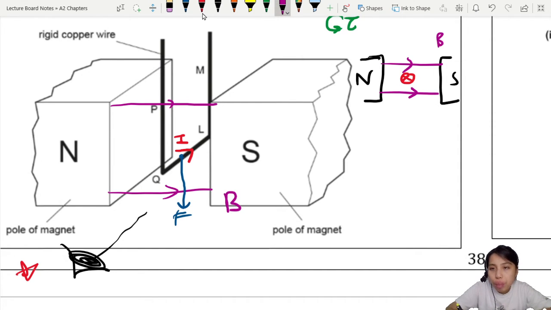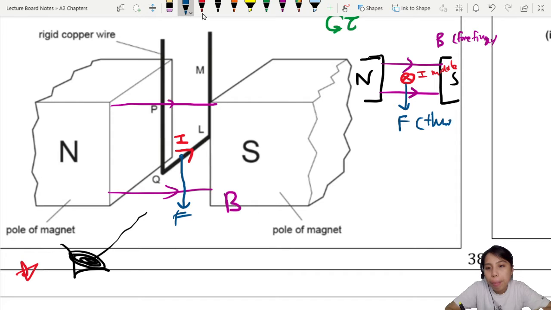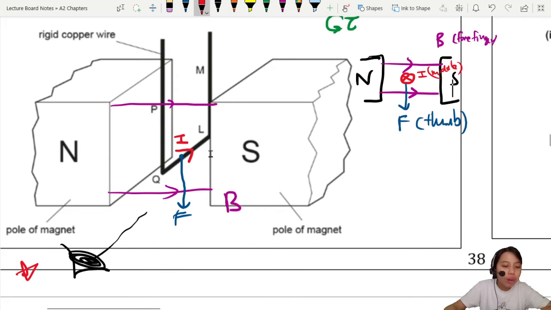So the B will be your pointing finger. You point to this side, to the right side. So then you will say, oh, this is the forefinger. Point that way. Current, middle finger. So you stick your middle finger into the screen or into your paper. And that will give you a thumb that points downwards. This is force, which is your thumb. Okay, so if you forget which is which, take a marker, draw on your hand. So force is downwards and acting on QL.